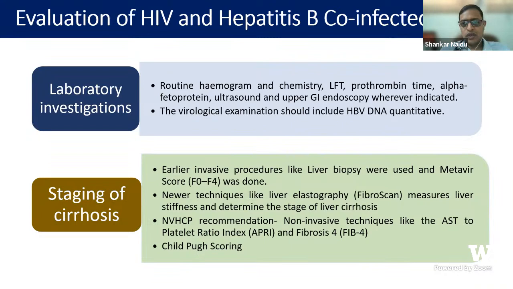renal function tests, along with synthetic testing for liver involvement like the prothrombin time and APTT. Apart from this, we need to get alpha-fetoprotein levels, which is a marker of hepatocellular carcinoma. Then ultrasound abdomen to look at the status of liver and spleen, and also upper GI endoscopy if there is an indication like upper GI bleed in the past.